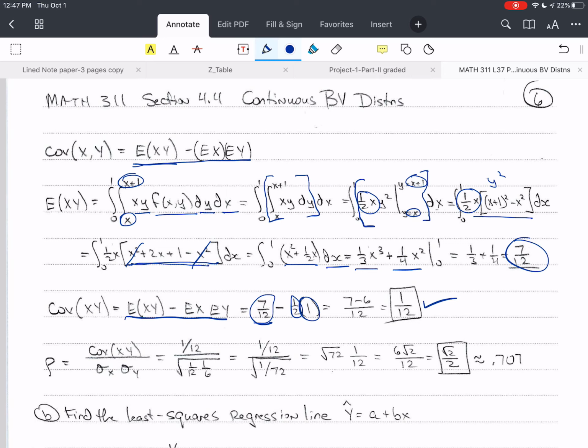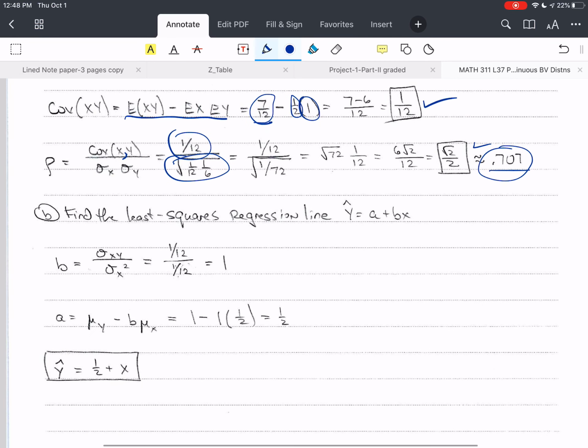Rho is the covariance of x and y divided by the standard deviations. So don't forget your square root here. I take a half times a sixth, and my covariance is 1/12. So I can simplify this, and I get square root of 2 over 2, which is approximately 0.707. We always do this to 3 decimal places.